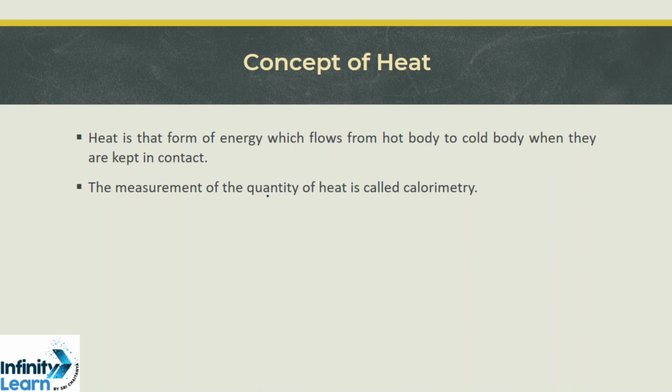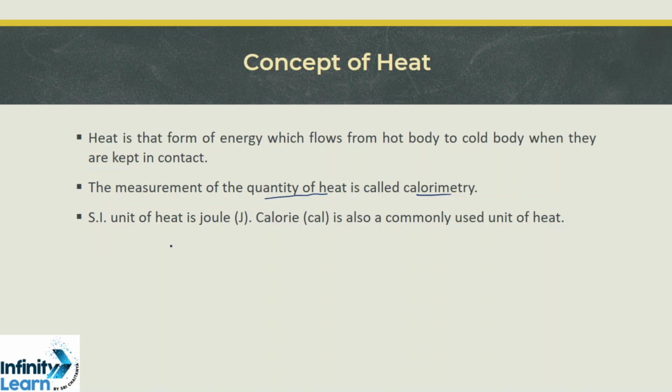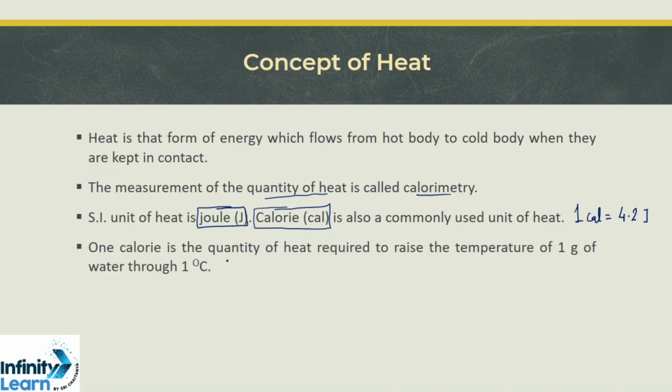Now the measurement of quantity of heat is called calorimetry, and the SI unit of heat is joule. There is one more famous unit of heat which is very often used. It is calorie. And if you ask what is the relation between joule and calorie, then 1 calorie is nearly 4.2 joules. Now there is a definition for 1 calorie also. 1 calorie is the quantity of heat which is required to raise the temperature of 1 gram of water through 1 degree Celsius.